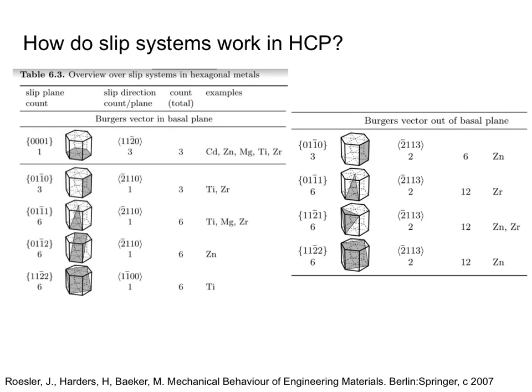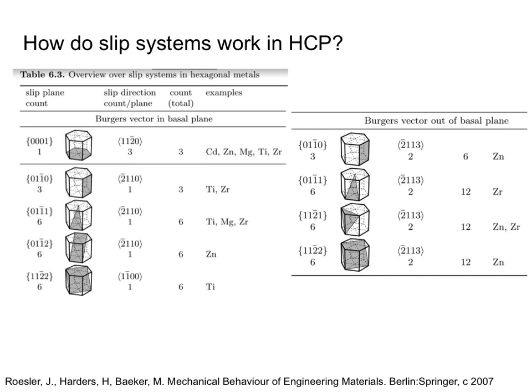So we have lots of slip systems wherein the Burgers vector can lie in the basal plane, which means that hexagonal plane. And so we have the basal planes, we have these prismatic planes, and then we have these planes which are at an angle. But in all of these cases, the Burgers vector is lying in the basal plane.